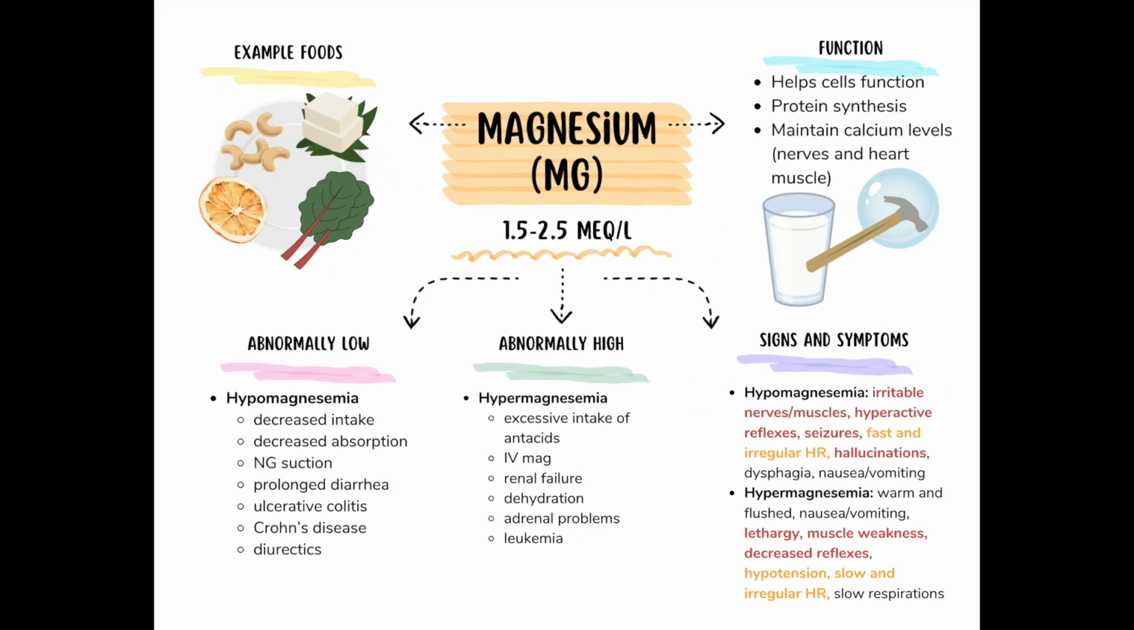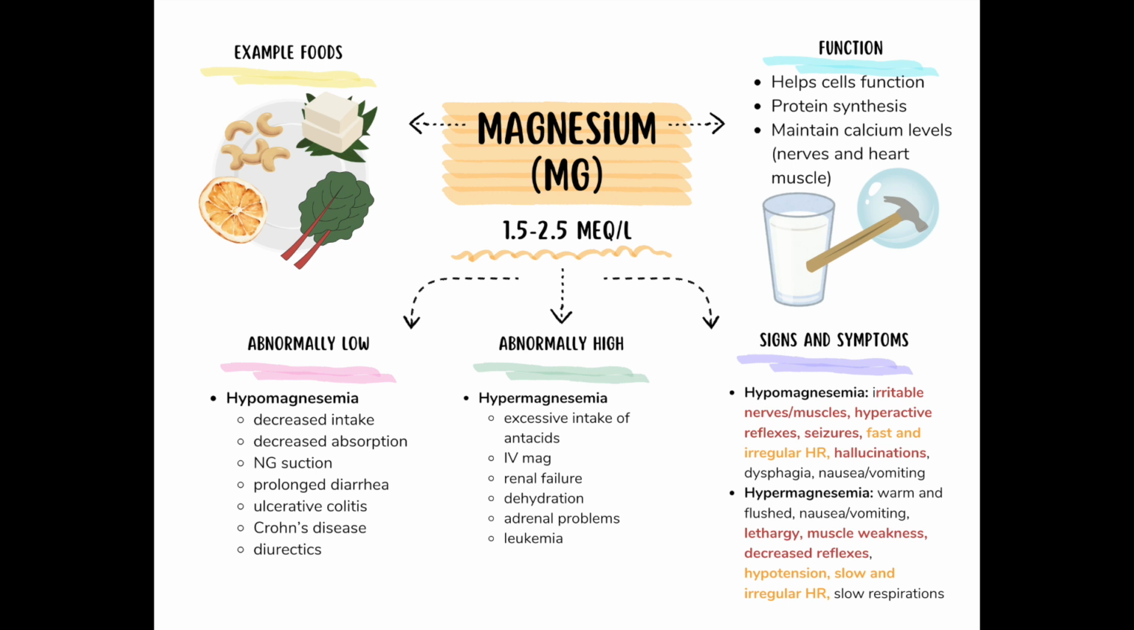Okay, finally we have the electrolyte magnesium, or Mg. The normal range is 1.5 to 2.5. Magnesium helps cells function and create protein. It also helps maintain optimal calcium levels. And remember that calcium affects the nerves and the heart muscle. Think of magnesium as something that relaxes smooth muscle. So when it's present, we're able to relax.